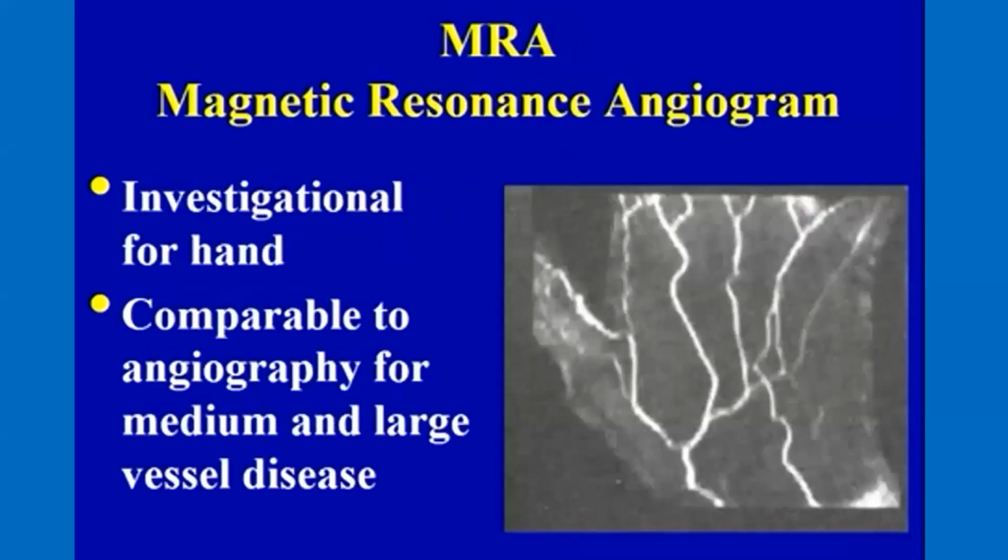Now, which is becoming very common, is magnetic resonance angiography. This is investigational for the hand. It's comparable to angiography for medium and large vessel disease. You have to know that in the hand we have 7 vascular conditions, and one should keep these in mind.